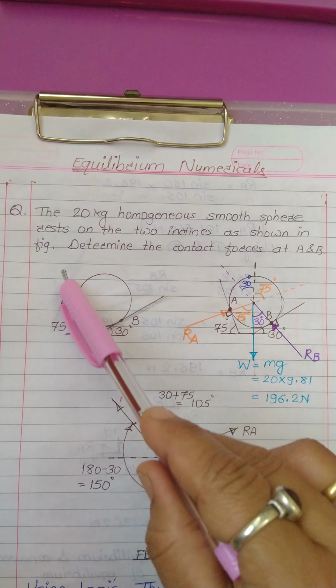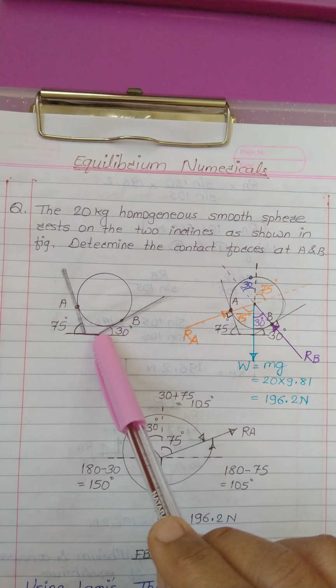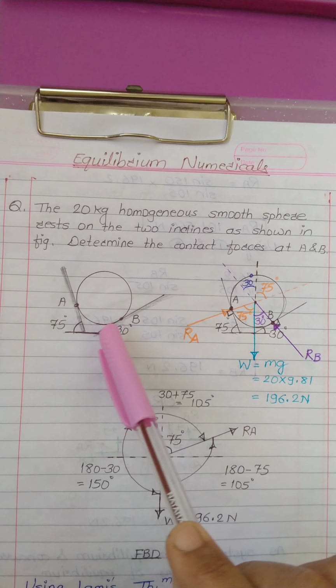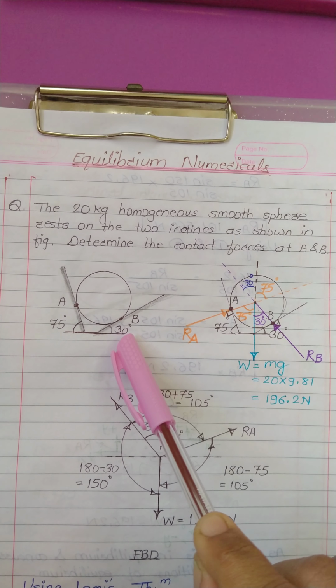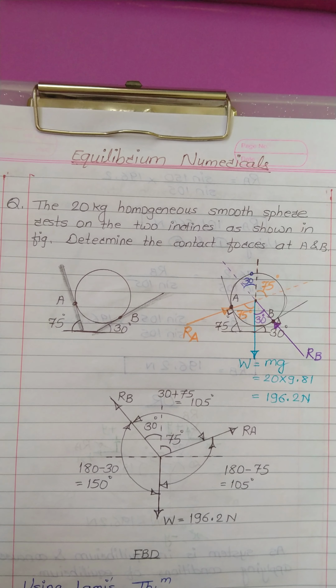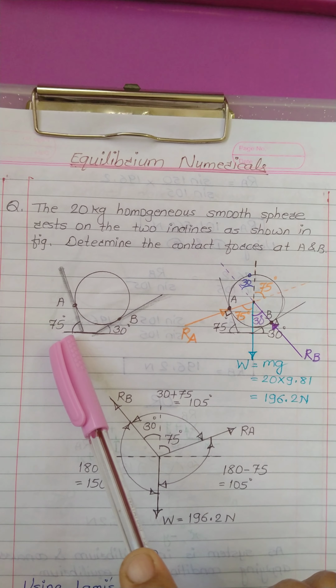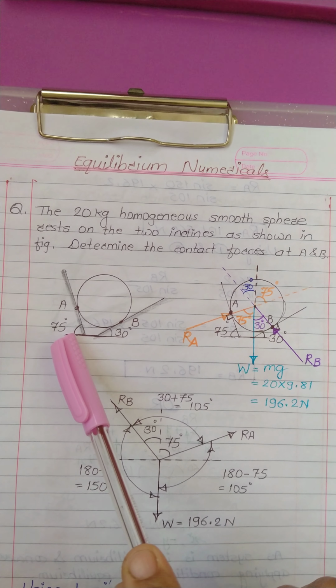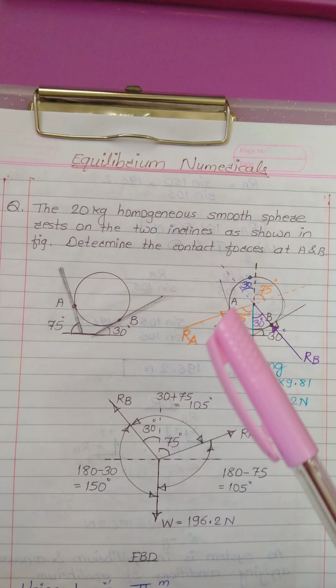Now if you observe this figure, this surface is making an angle of 75 degrees and this surface is making an angle of 30 degrees with the horizontal. Now listen, the angle made by an inclined plane with the horizontal is equal to the angle made by the reaction with the vertical.